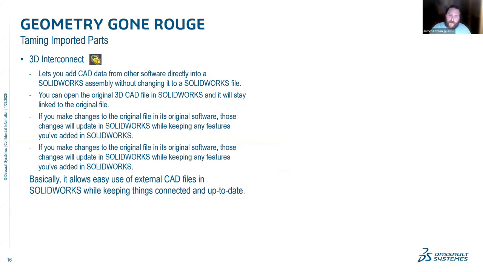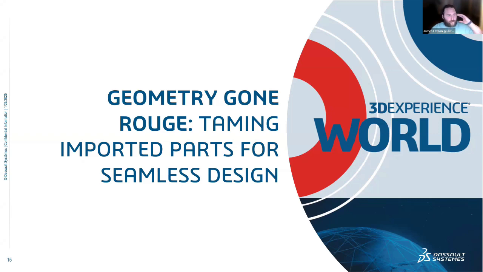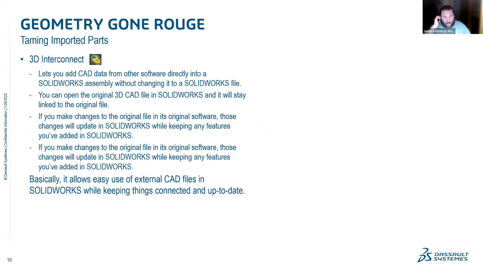And this would be touching on what I was talking about earlier with insert bend and convert to sheet metal, where those two things can be used for imported geometry. So the first thing I want to talk about in this is 3D interconnect. This is a really powerful tool that SOLIDWORKS has added that basically sums up this big blurb of text here. It allows you to use external CAD files in SOLIDWORKS while keeping things connected and up to date.